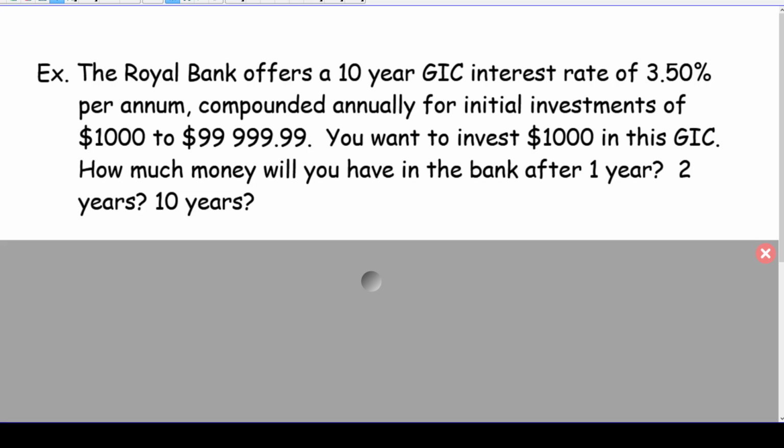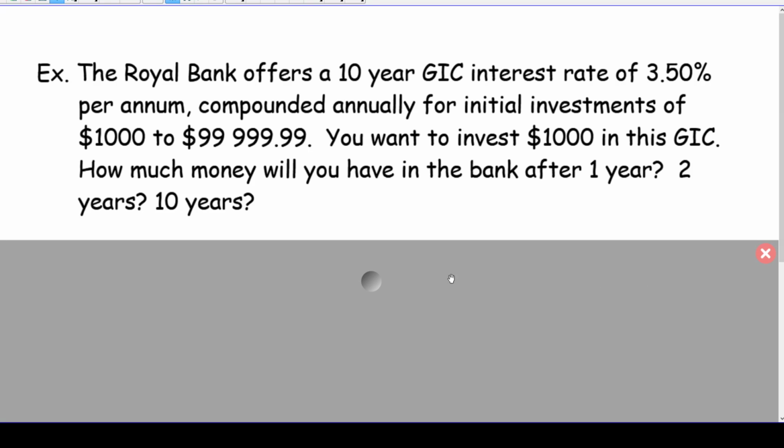So let's take a look at our first example here. I believe I got this information off of the internet a few years ago. I don't know if these numbers have changed, but I wanted to use a real world scenario. So the Royal Bank offers a 10-year GIC interest rate of 3.5% per annum, compounded annually for initial investments of $1,000 to $99,999.99. You want to invest $1,000 in this GIC. How much money will you have in the bank after 1 year, 2 years, and 10 years?